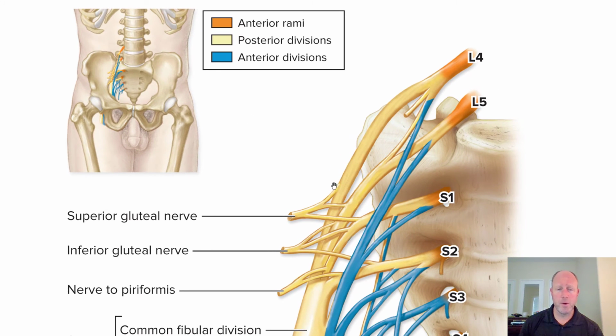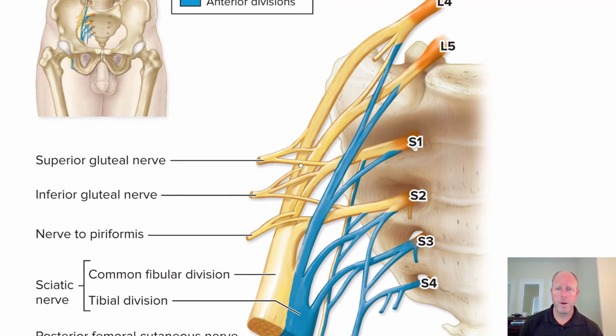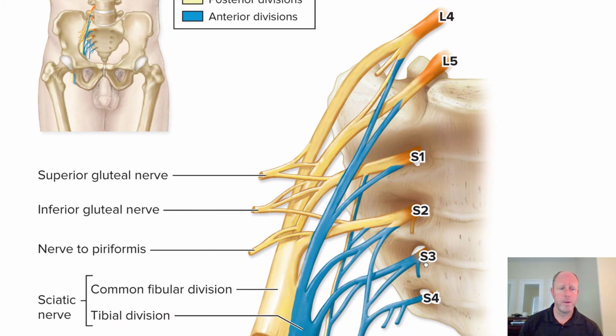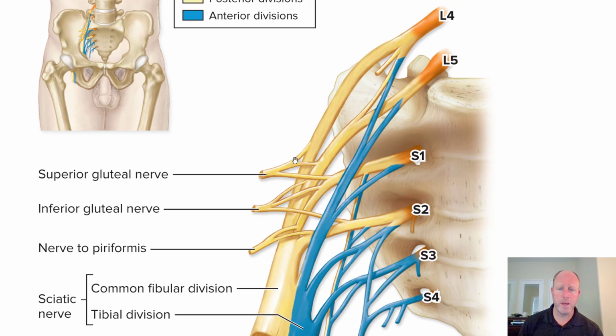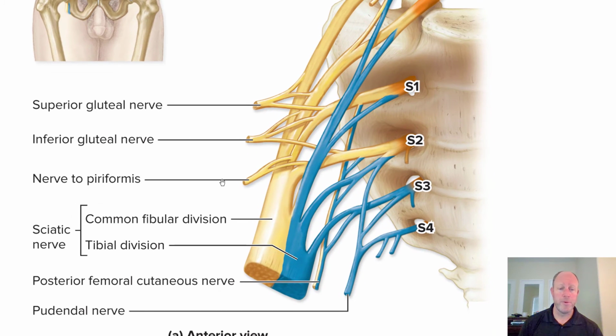We have again our anterior rami in orange, posterior divisions in cream color, anterior divisions in blue. So we have our anterior rami of L4, L5, S1 to S4. We have our superior gluteal nerve emanating out basically from L4, L5, and S1. And our inferior gluteal nerve, to the glutes, also emanating out from L5, S1, and S2. And we have the nerve of the piriformis, a hip muscle that also plays a role in rotation, and that's coming out from basically S2 and S1.